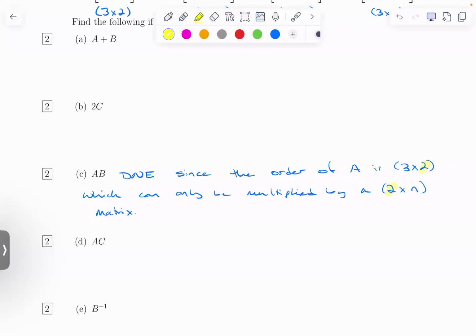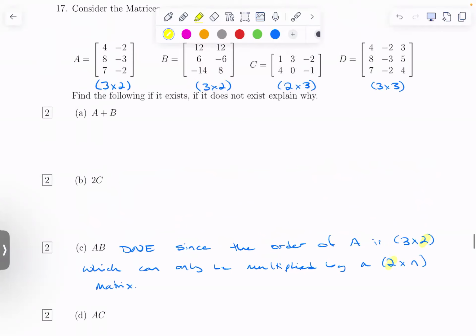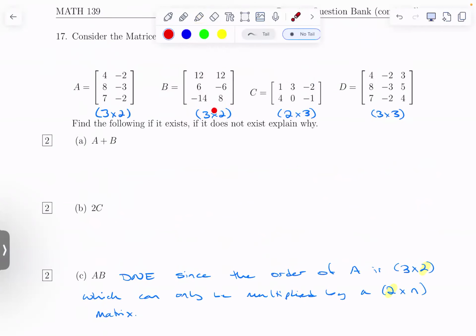Right, the 2 and the 2 have to match up, creating a 3 by n matrix in the process. So we decided AB does not exist. Does AC exist? 3x2 times a 2x3, yes, and it's going to make a 3x3 matrix. And I think for practice, we should do it.